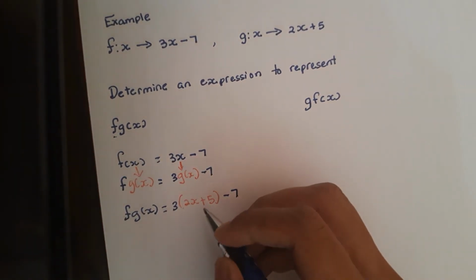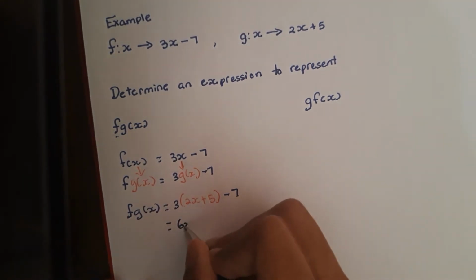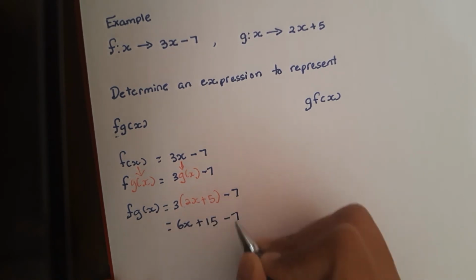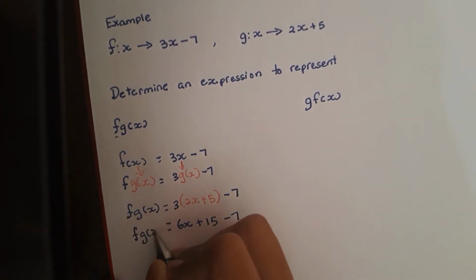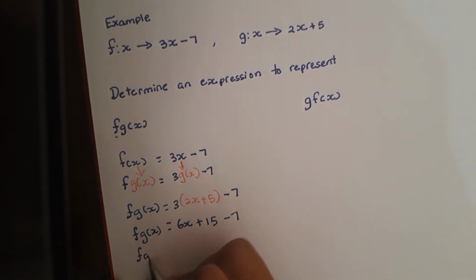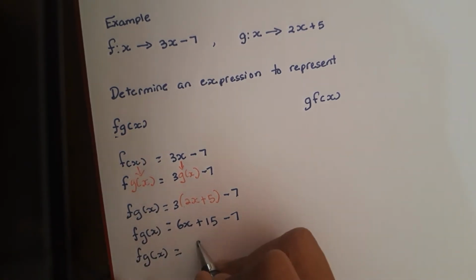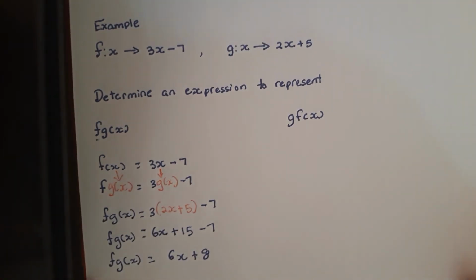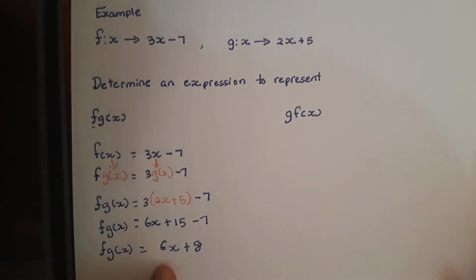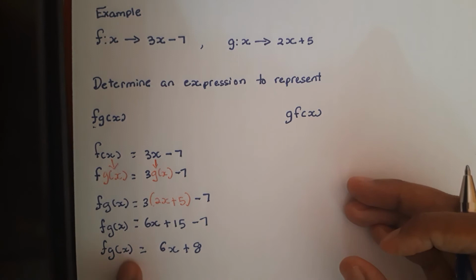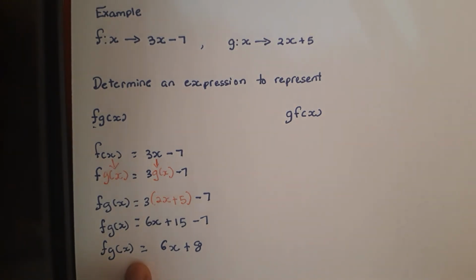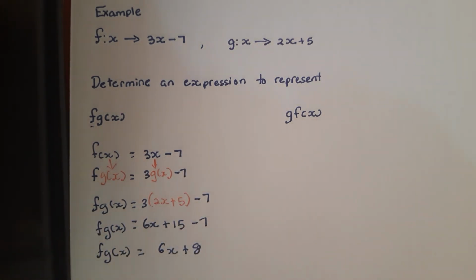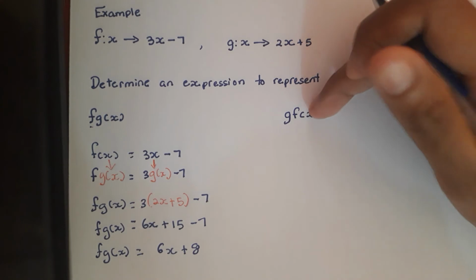Now 3 by 2x, remember we're multiplying, 3 2s are 6, that's 6x, and 3 by 5, that's 15. Then subtract 7. So 15 subtract 7 gives us 8. And fg of x is equal to 6x plus 8. Now this function here represents a composite function fg of x. If we wanted to find fg of 2, 3, 4, we simply plug it into this instead of working each function separately. Let's look at gf of x now.